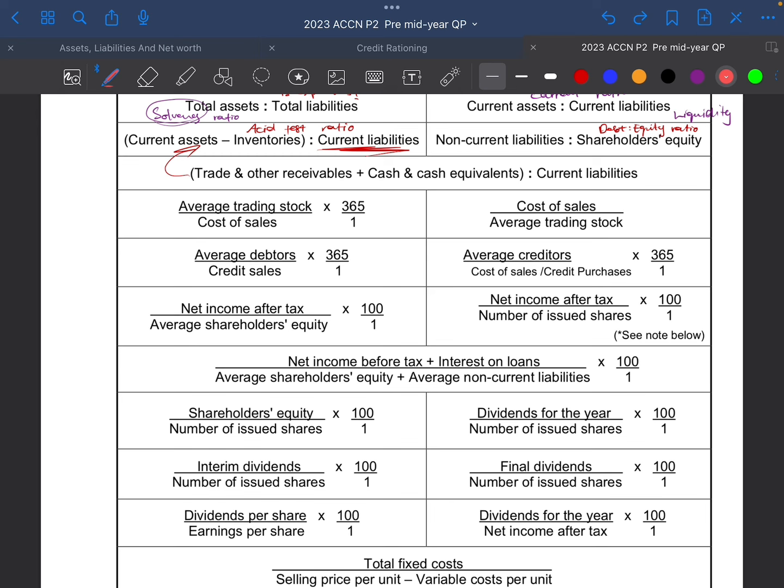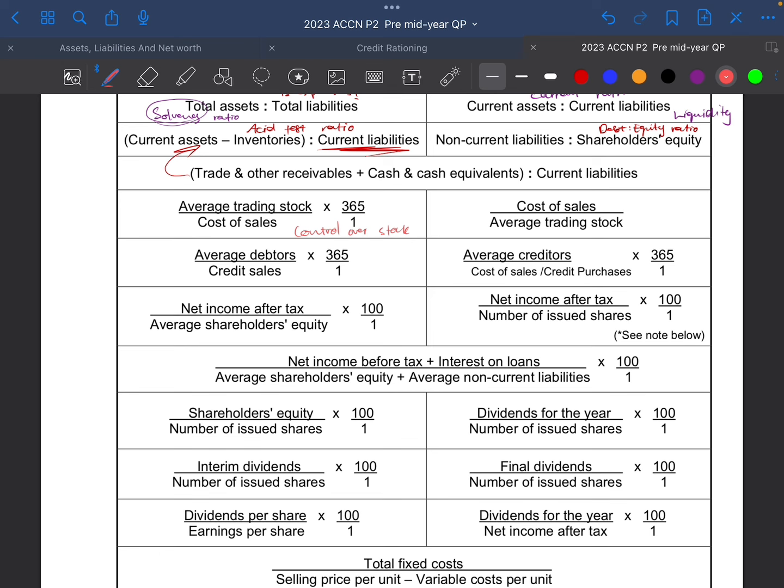So now back to average trading stock over cost of sales. What does this say? So this is talking about trading stock. First things first. Now you can see that, okay, this is talking about the control over stock. Okay, it's just showing how you are able to control your stock. How do you trade your stock? And then we are moving on to cost of sales over average trading stock.